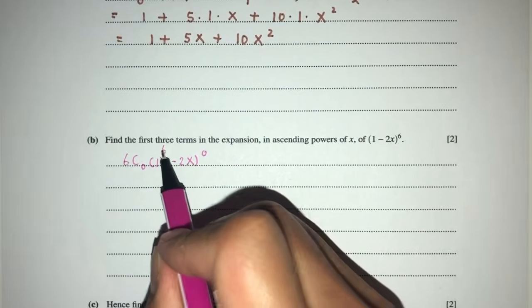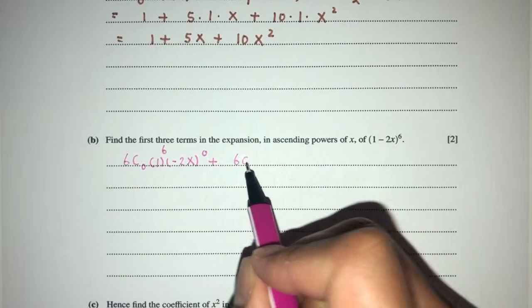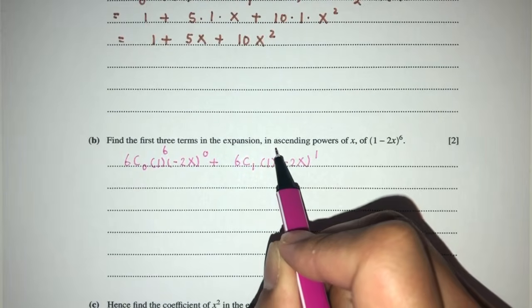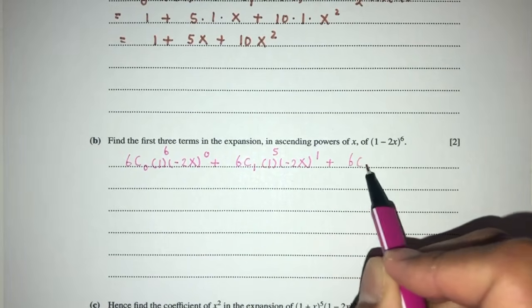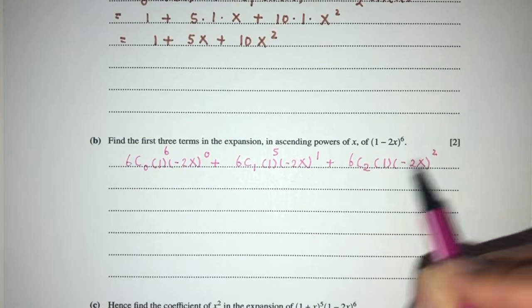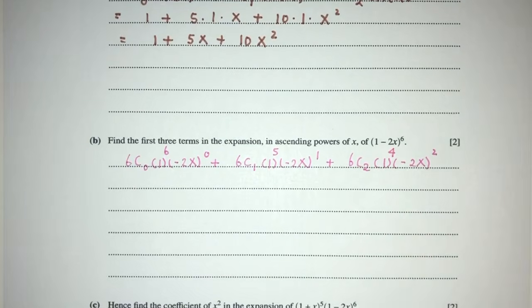This will be 6. Then we have 6 choose 1. That will be 1 minus 2x. That will be 1 and 5, and then we have 6 choose 2, 1 times minus 2x, that will be power 2, because here we have 2, that will be 4. Now let's simplify to see what we will get.